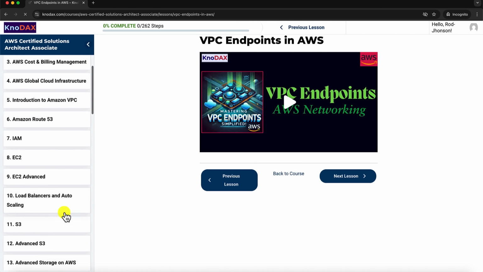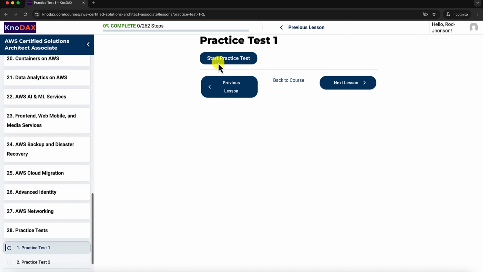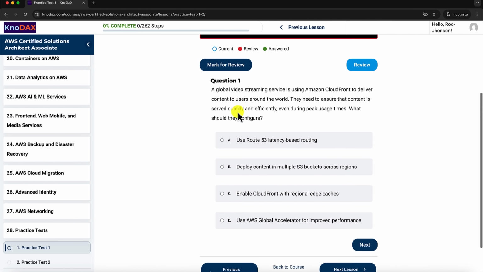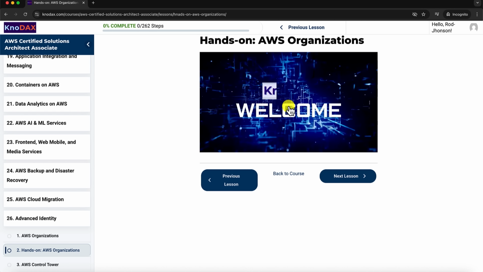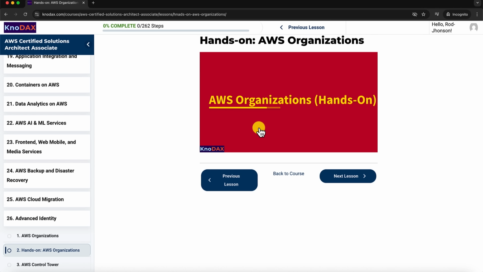To strengthen your preparation, the course features 3 full-length practice tests with answer explanations, designed to simulate the real AWS certification exam experience.